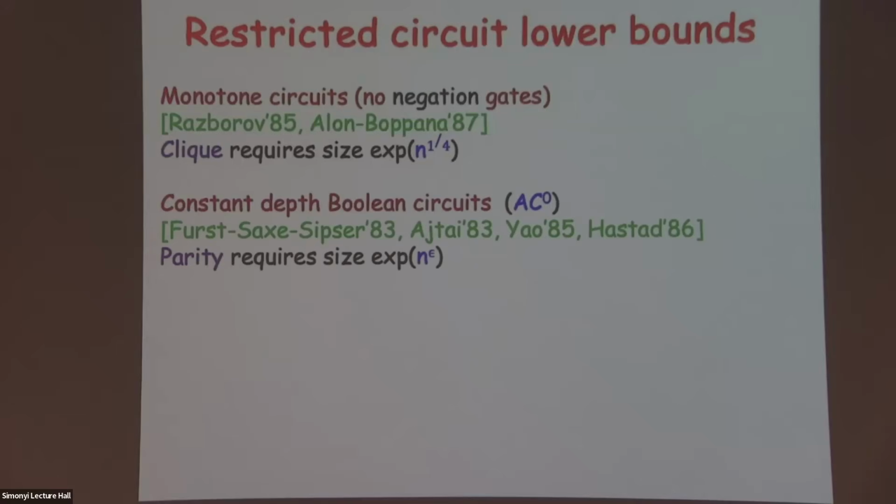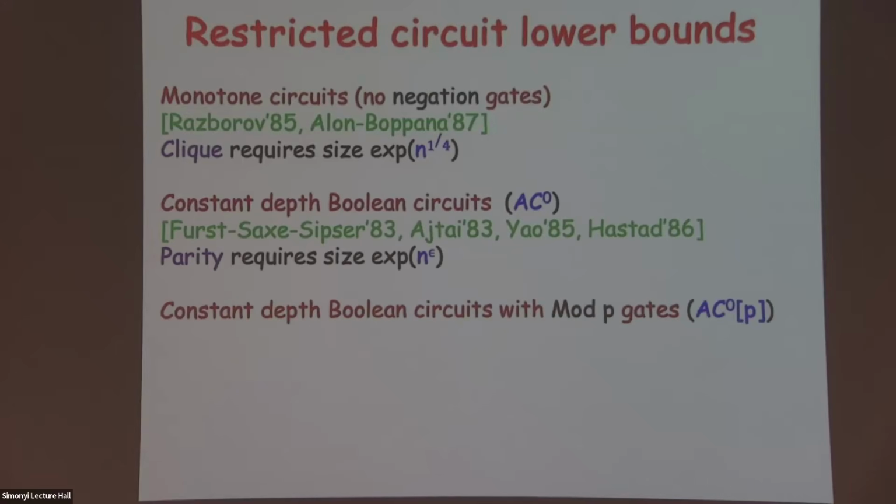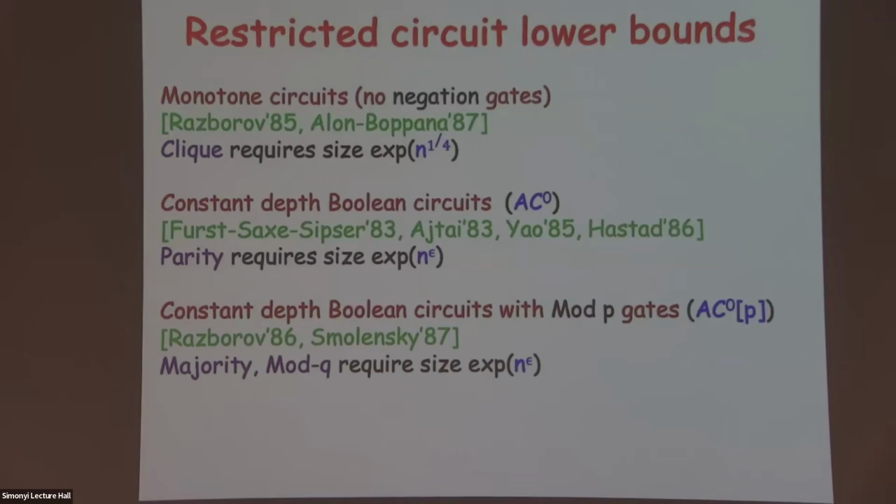Because parity cannot be done, you ask the natural question. Suppose I add parity as another gate. This has a name again. And again, people found ways to prove exponential lower bounds for other functions. For example, the majority function cannot be done by circuits with parity gates or mod P gates. In fact, with mod P, you cannot do mod P.